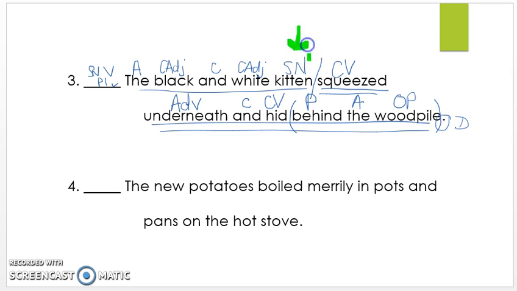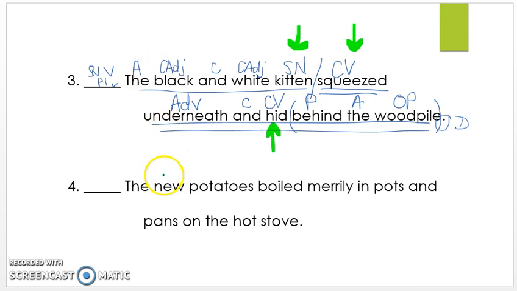All right, our simple subject is kitten, and our simple verb, our simple predicate, is the verb, which is squeezed and hid. We've got two. That's our simple predicate. Kitten, squeezed, and hid. All right? Okay. Whoa. Well, hello. I don't know what that was. All right. All right, our last sentence.